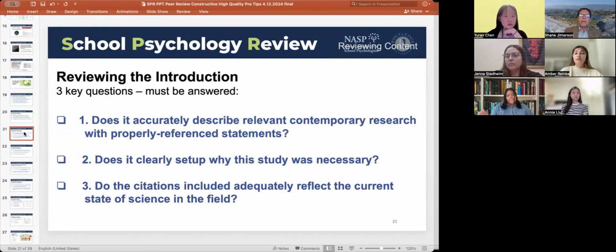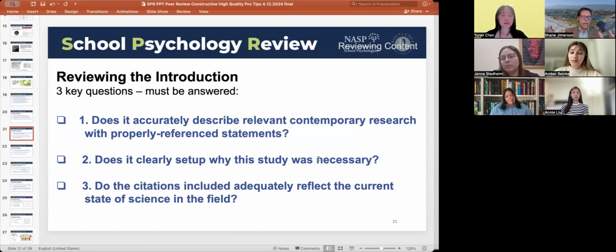Okay. And then in reviewing the introduction, 3 key questions. Again, does it accurately describe relevant contemporary research with properly referenced statements? Right? Does it clearly set up why this study is necessary? And then also, do the citations included adequately reflect the current state of science in the field? Okay, so you're looking for those contemporary citations, not just having, right?